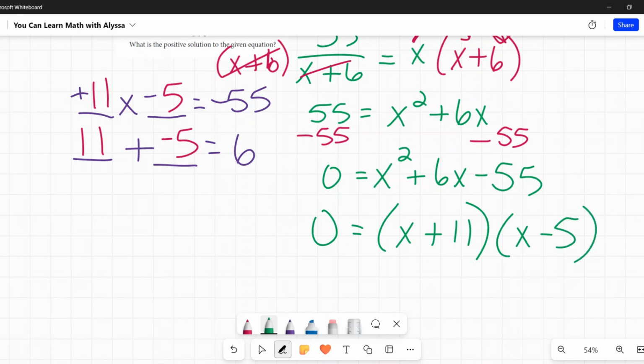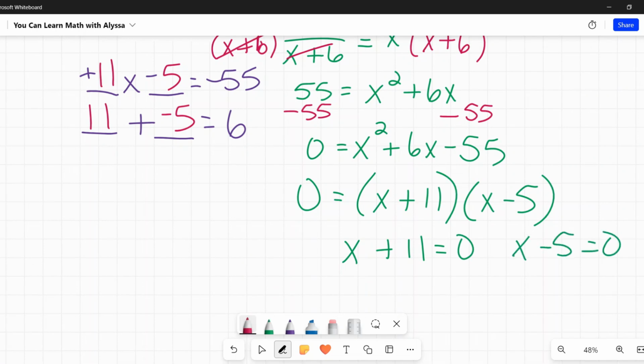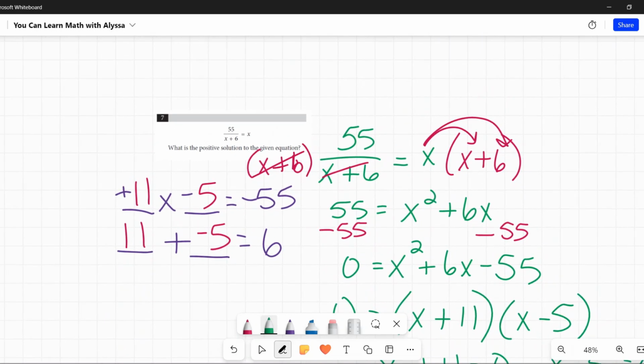Now to solve this, I want to set each of these separately equal to 0. First, x plus 11 equals 0, then x minus 5 equals 0. So over here, I need to subtract 11 from both sides to solve, and I get x equals negative 11. Over here, I need to add 5 to both sides to solve. I'm left with x equals 5. So my answer is x equals negative 11 and x equals 5. But be careful because it says what is the positive solution to that equation. So all they want is that 5. That is your answer.